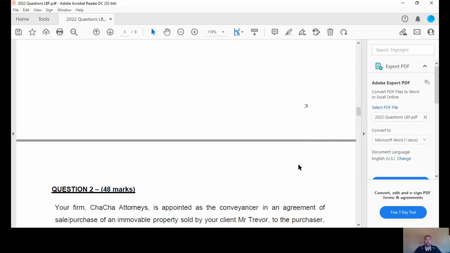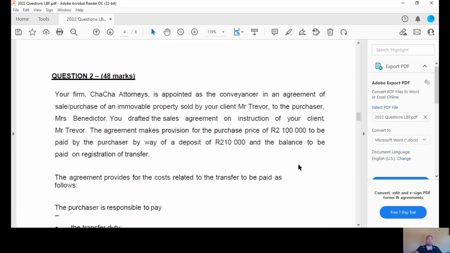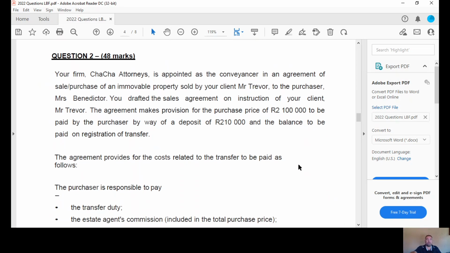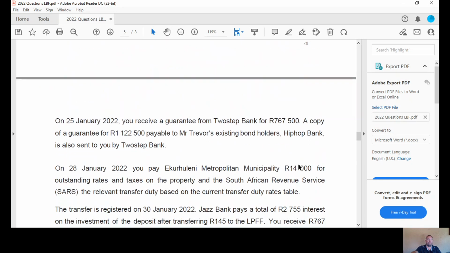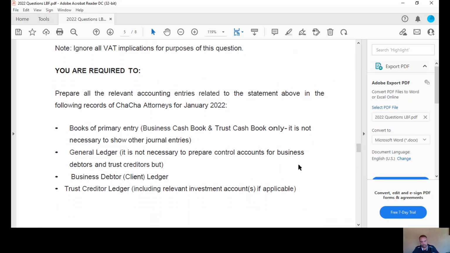This, I think, is the most tricky of all of them. I think the rest of the questions are actually easier than this one. Okay, so question 2, let's go down to the required and see what they are asking of us. Okay, you are required to prepare all the relevant accounting entries related to the statement above in the following records of Cha-Cha Attorneys.